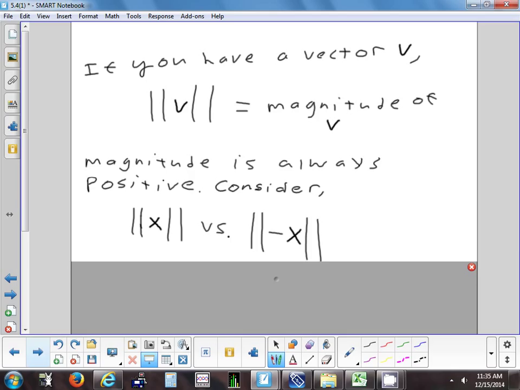Let's look at that. The magnitude of x versus the magnitude of negative x. What's the difference between those two things? I think they know that. What's the difference between the magnitude of x and the magnitude of negative x? Well, Josh?